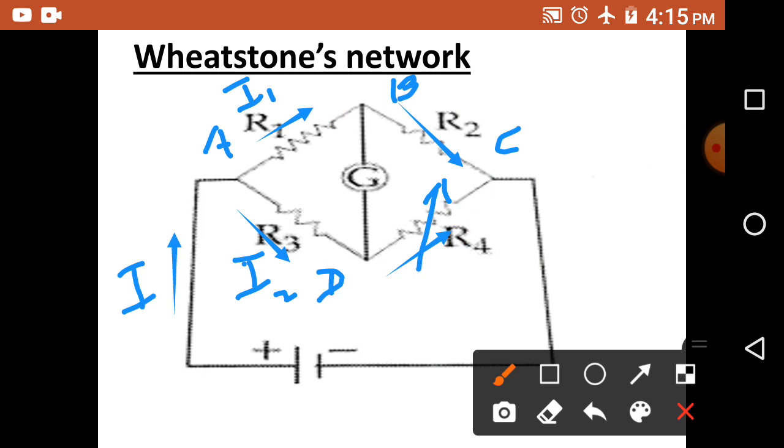Similarly, for R2 and R4, point C is common to both the resistances R2 and R4, and for R2 the other end is B, for R4 the other end is D. Both B and D are equipotential points. So the potential difference across R2 and R4 is equal. So now the network will be balanced only when potential drop across AB is equal to potential drop across AD.